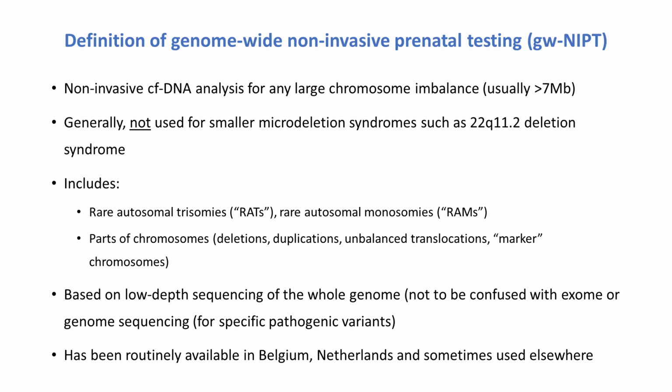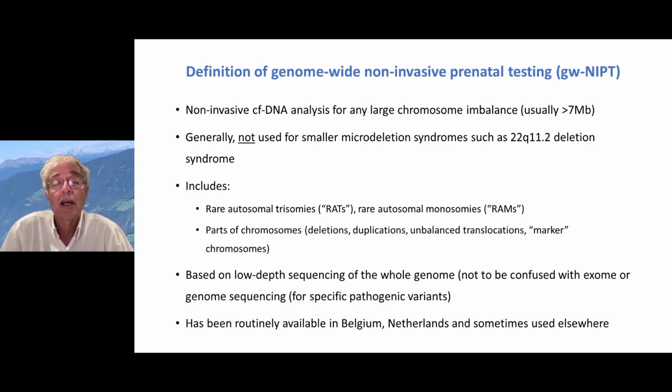What it does include are what we refer to as rare autosomal trisomies, or RATs, and these are the trisomies other than 21, 18, and 13, which are the so-called common autosomal trisomies. It also includes some rare autosomal monosomies, which sometimes get abbreviated to RAMs. It also includes parts of chromosomes, so that's deletions and duplications, unbalanced translocations, and what we used to refer to as marker chromosomes when we couldn't figure out what they were.